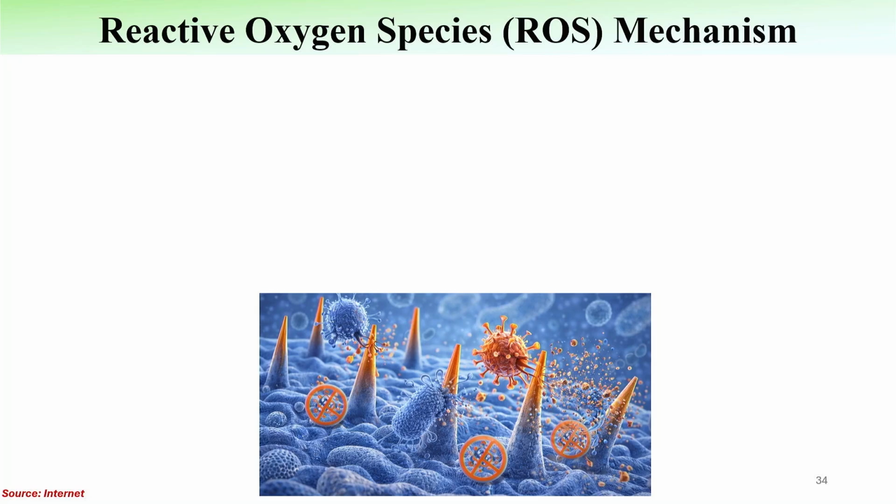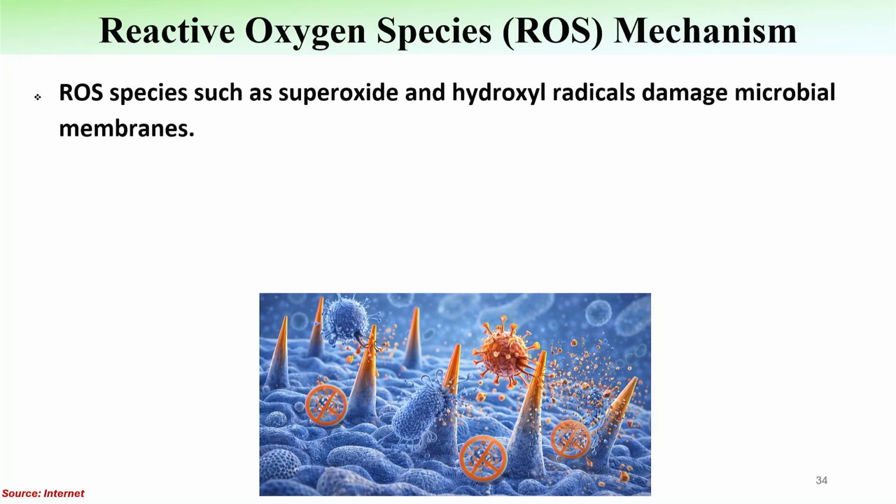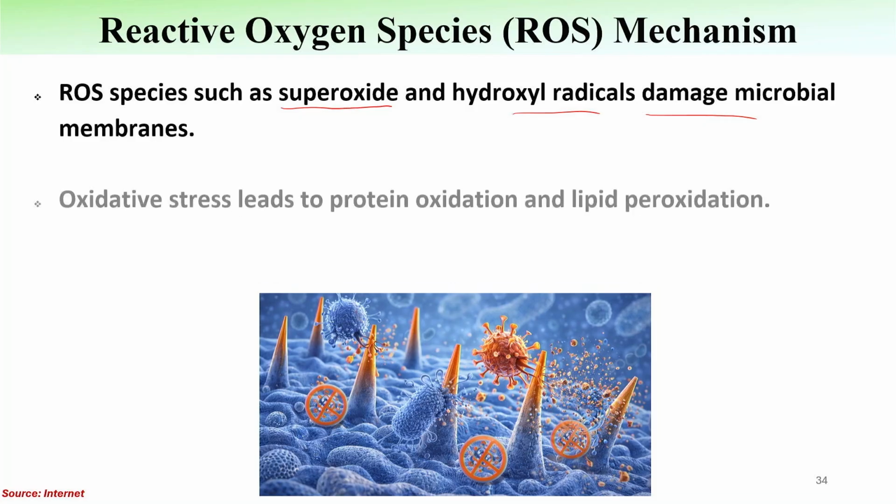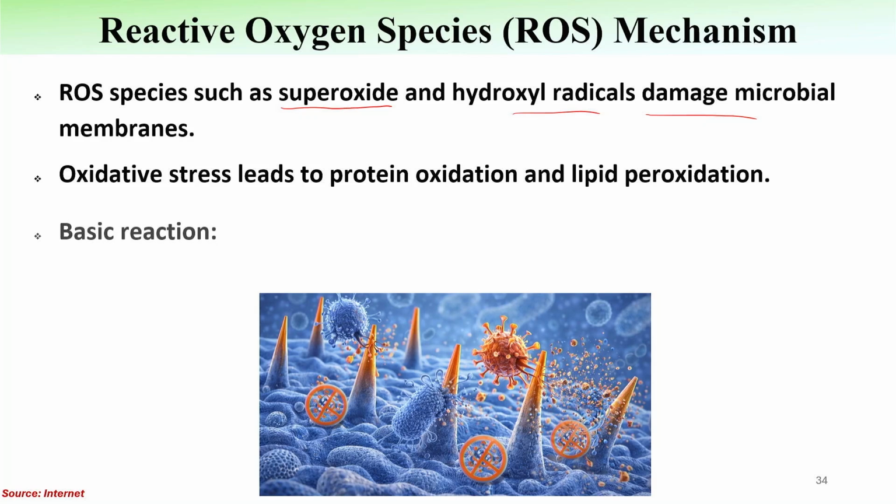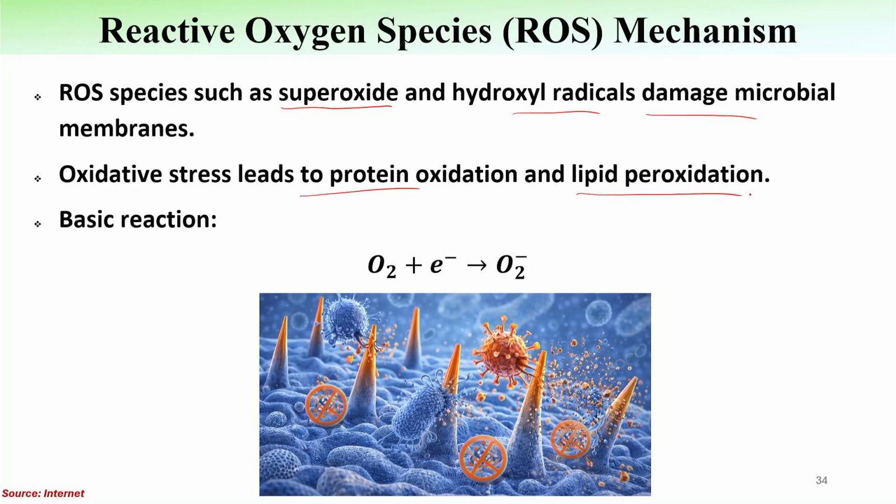Next is reactive oxygen species, the ROS mechanism. ROS species such as superoxide or hydroxyl radicals damage the microbial membrane. This oxidative stress leads to protein oxidation, and protein and lipid peroxidation. So, these are the basic reactions.